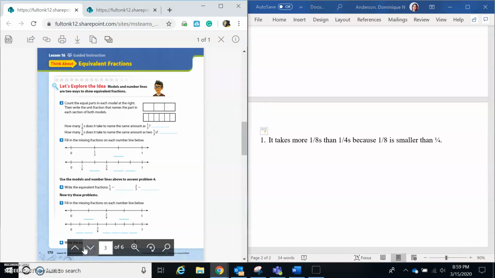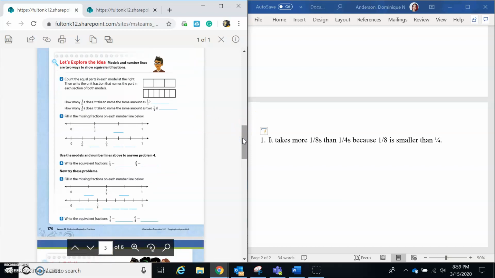Let's go on to page 3. Alright, so now let's look at some equivalent fractions. It says count the equal parts in each model at the right. Then write the unit fraction that names the part in each section of both models. So let's look. We have 1, 2, 3 equal parts, which means our denominator would be 3. Good job. So 1 equal piece would be how much? 1/3. So you just put a 1/3 in each box.